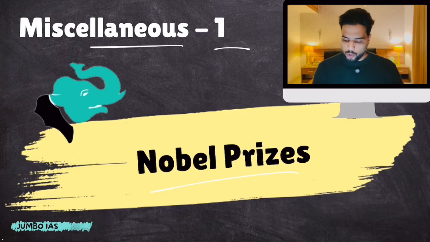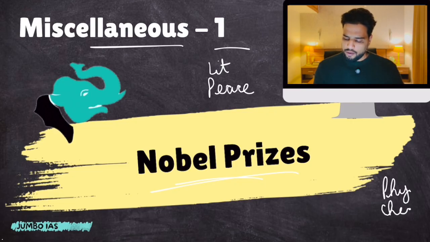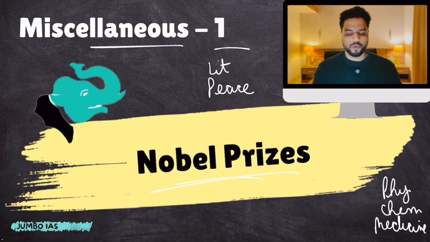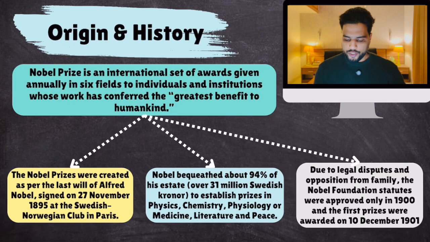So you all know about Nobel Prizes. You must have heard about Nobel Prize in the field of literature, Nobel Peace Prize, Nobel Prize in physics, chemistry, medicine, and then there is economics Nobel Prize also. So we'll talk about the origin and history of these Nobel Prizes first. Okay, when were they started? So origin and history.